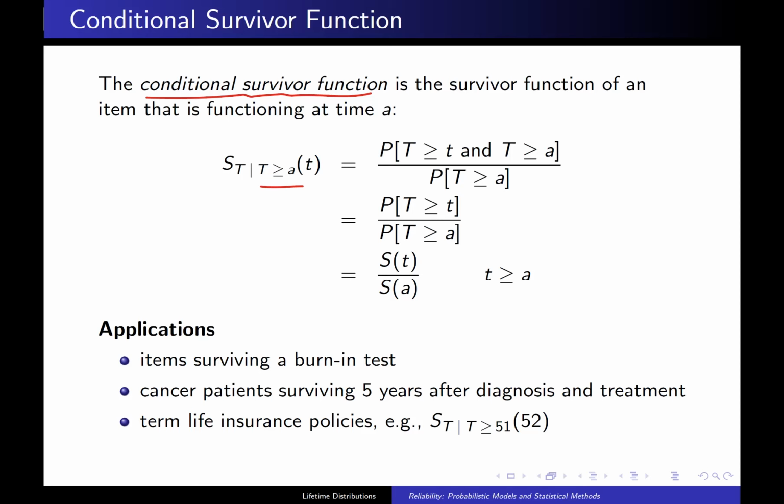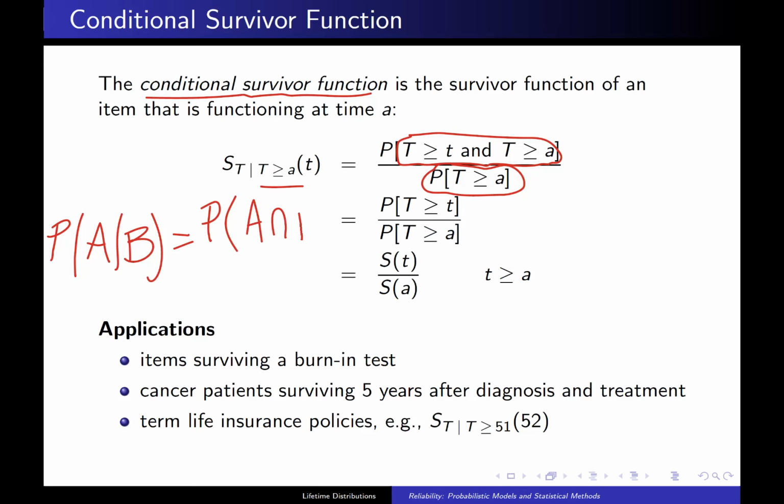So using conditional probability, down in the denominator here, you have the probability t is greater than a. That's the condition. And in the numerator, the event is the probability t is greater than or equal to t and t is greater than a. That should be familiar from the formula. Probability of a given b is the probability of a intersect b divided by probability of b. And that's just the definition from a first probability class of conditional probability.